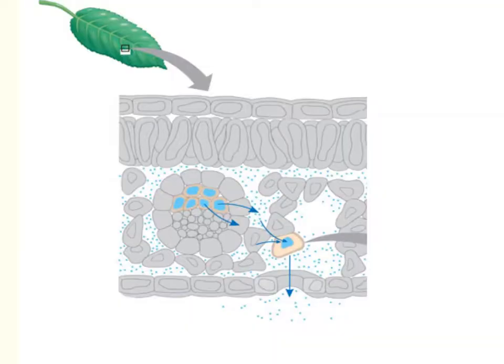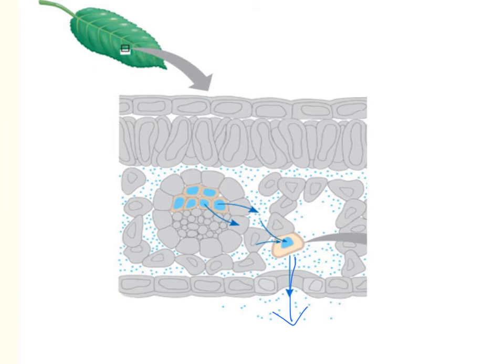Here, we see the cross-section of a leaf with little blue dots representing the water molecules. The concentration of water vapor in the atmosphere is lower than that in the intercellular spaces of the leaf. As a result, water vapor diffuses from the intercellular spaces through the stomata and into the atmosphere through transpiration.